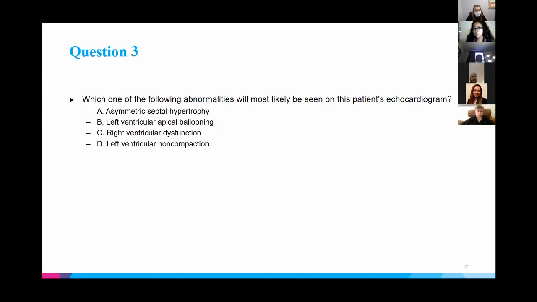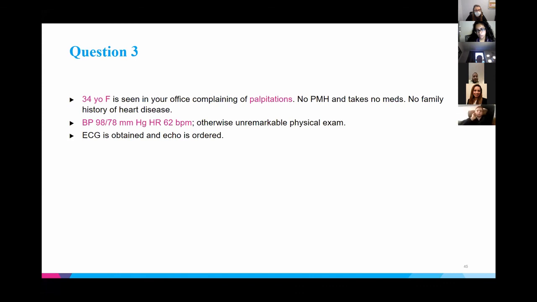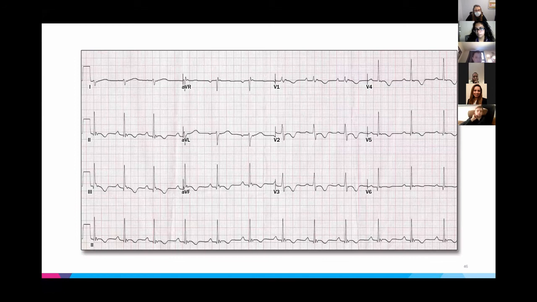So this is sort of like a two-step question in that you have to be able to diagnose some disease based on the EKG and then say what that disease looks like on echocardiogram. So you have a young patient with palpitations, really normal physical exam. You have an EKG here.